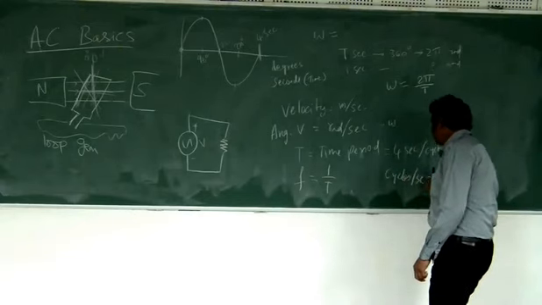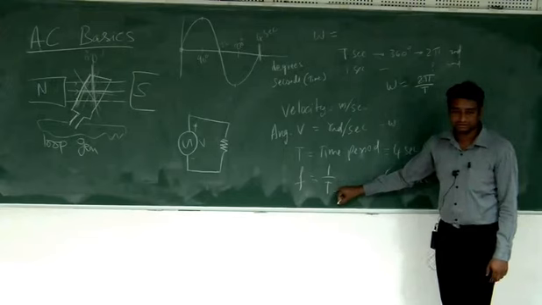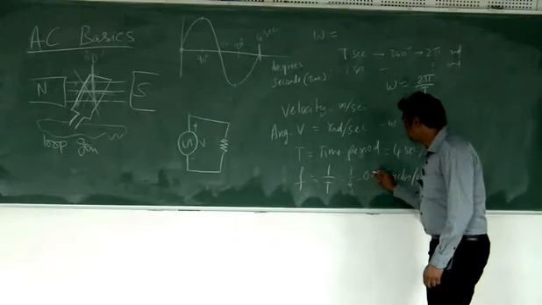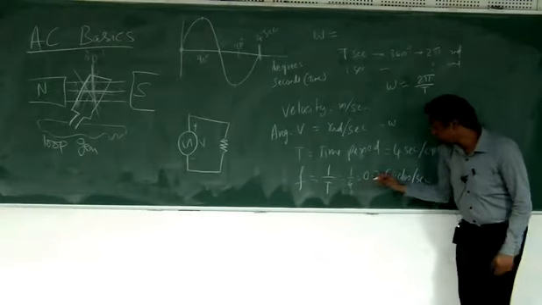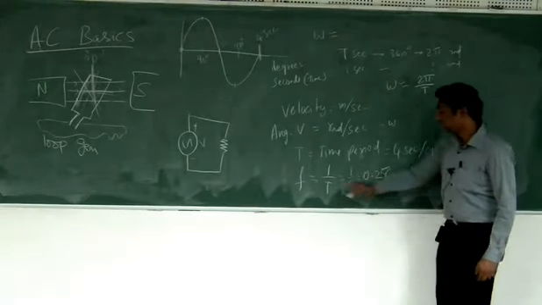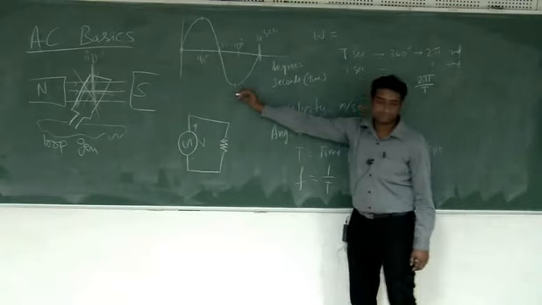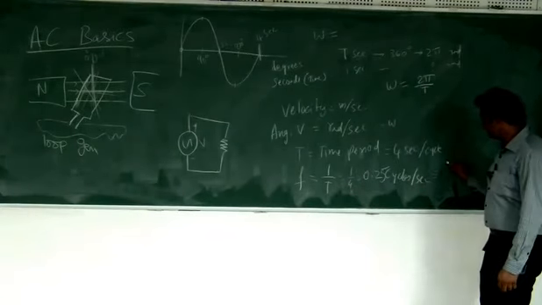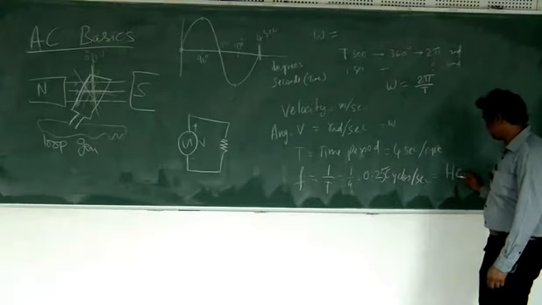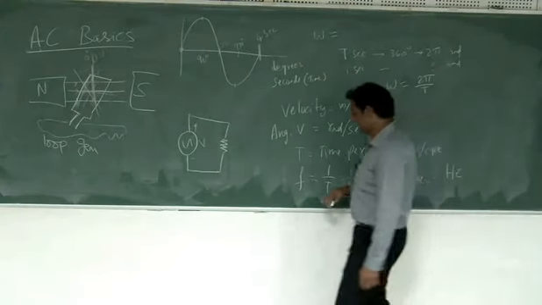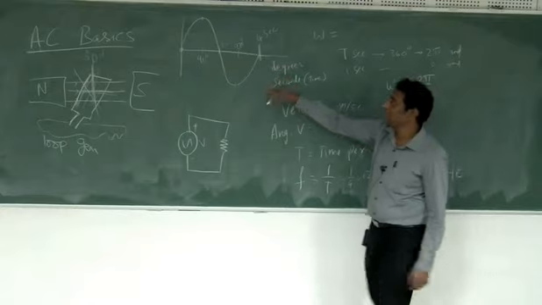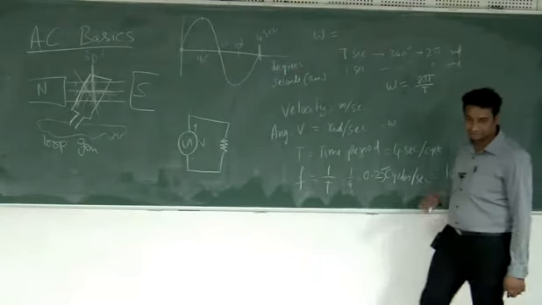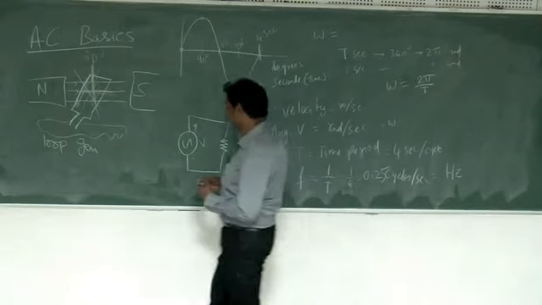So how to get cycles per second? Just simply 1 by T. So that is 1 by 4, that is 0.25. So the frequency of this one is 0.25 cycles per second. Another word is hertz, Hz. So the frequency of this particular waveform is 0.25 hertz. So that's about frequency.